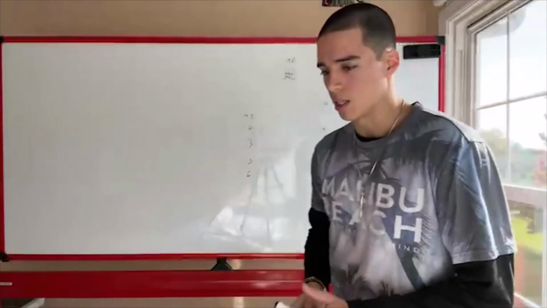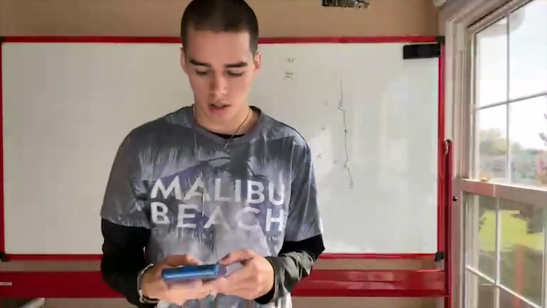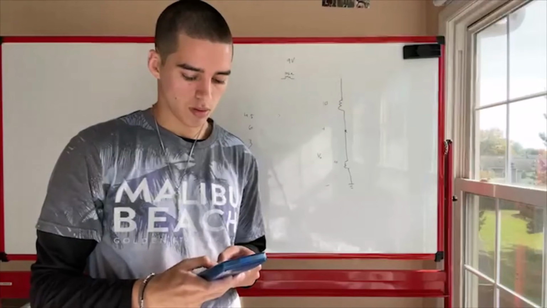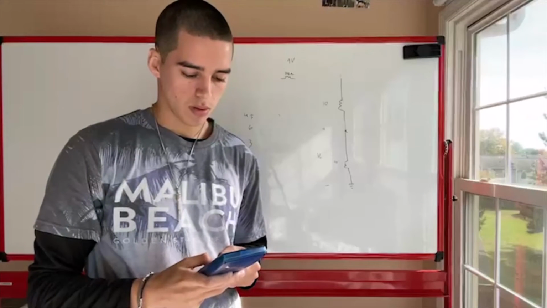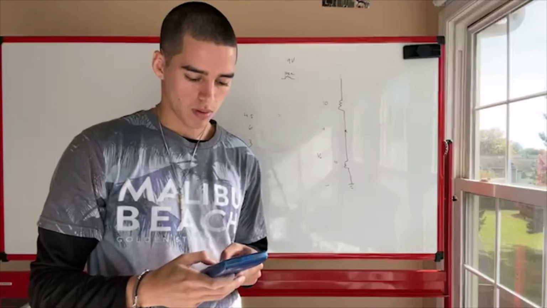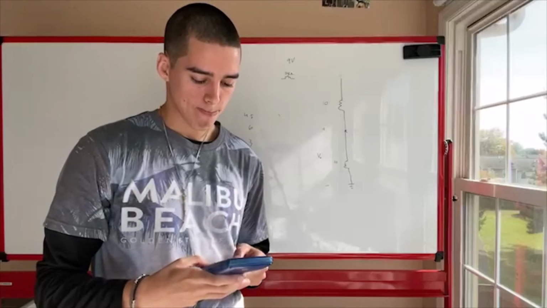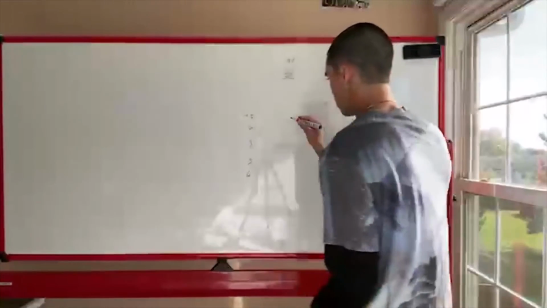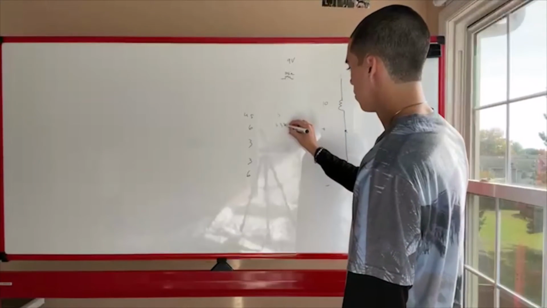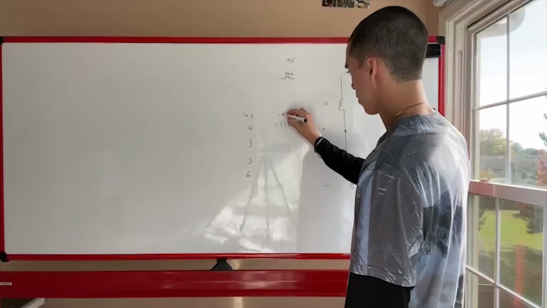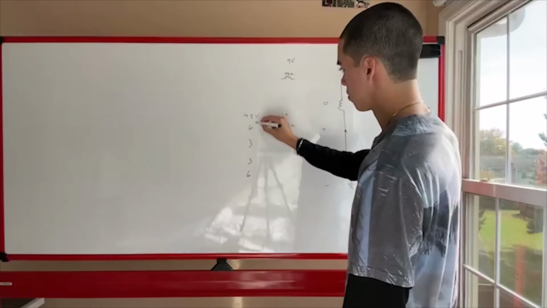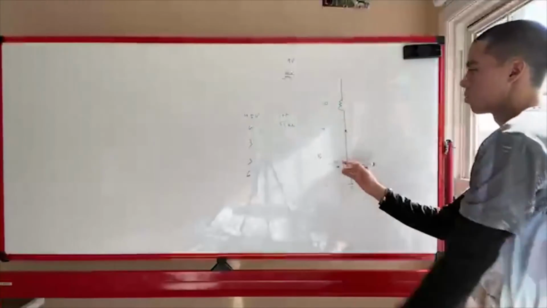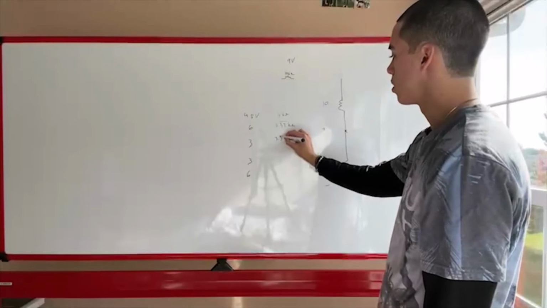I don't know what 3 in parallel is, so let me do that. 10,000. That's okay. Repeating threes. That's repeating threes kilo ohms. This is 5 kilo ohms. So then this would also be 3.3 repeating kilo ohms.